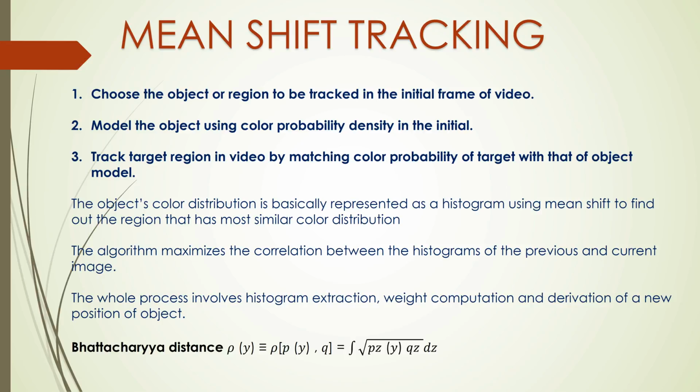Mean shift algorithm doesn't use target motion, direction, or speed information in the process of object tracking. The object's color distribution is basically represented as a histogram, using mean shift to find out the region that has the most similar color distribution. Mean shift algorithm is a non-parametric statistical method which can make rapid optimal matching during object tracking. It is a non-parametric and iterative procedure to search for a local maximum of a density function, so it is suitable for real-time tracking systems. A mean shift object tracking based on color histogram model was first proposed by Bradski, as already said earlier.